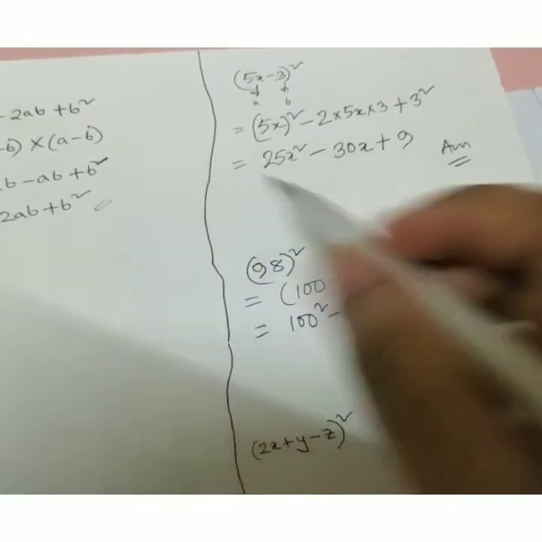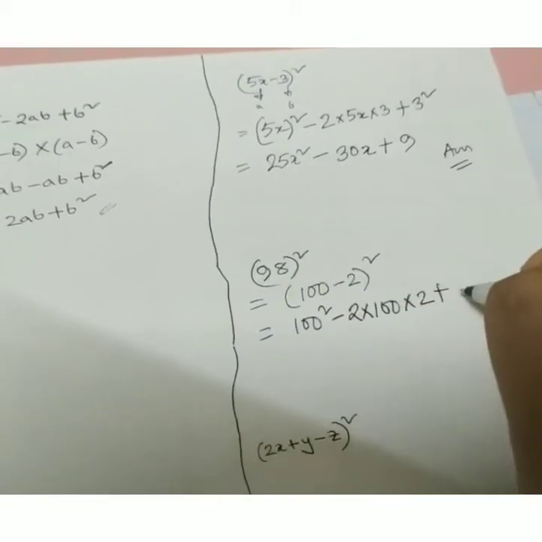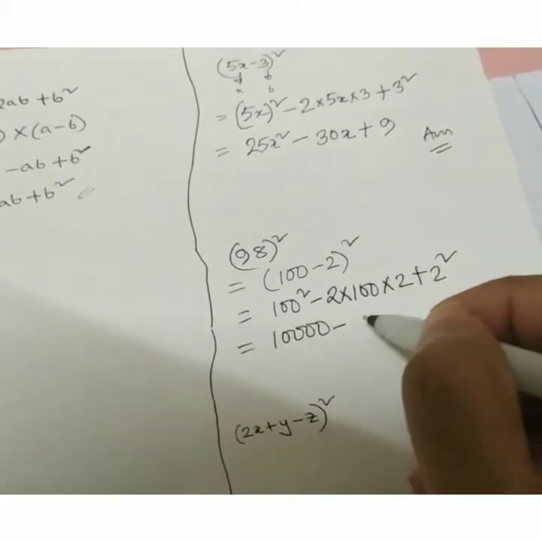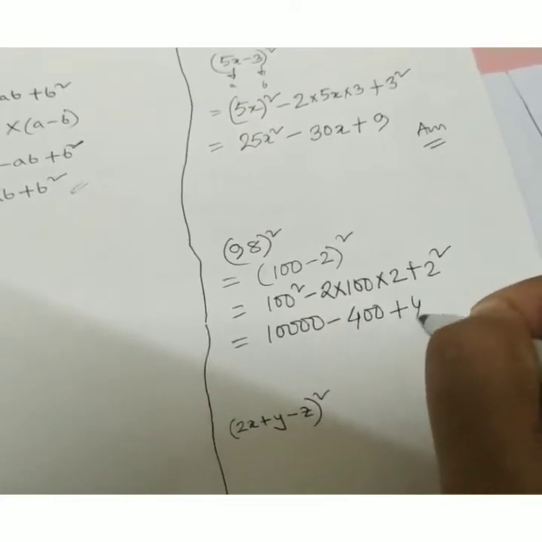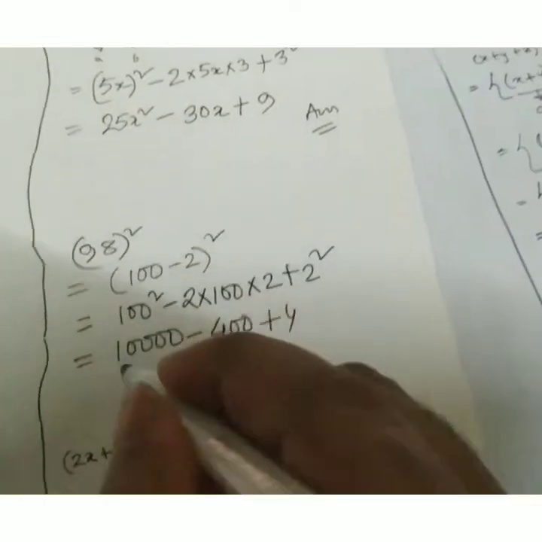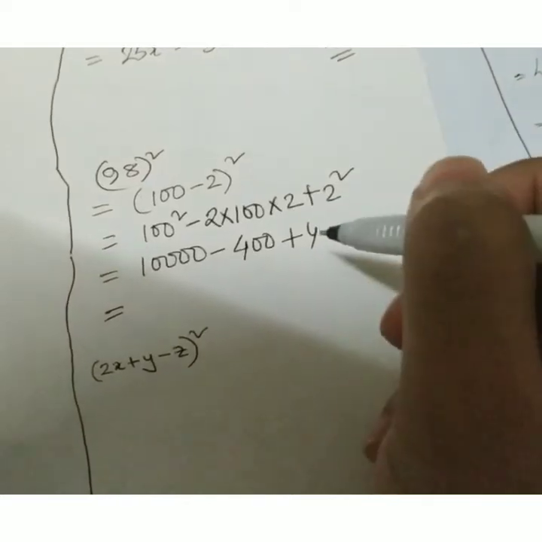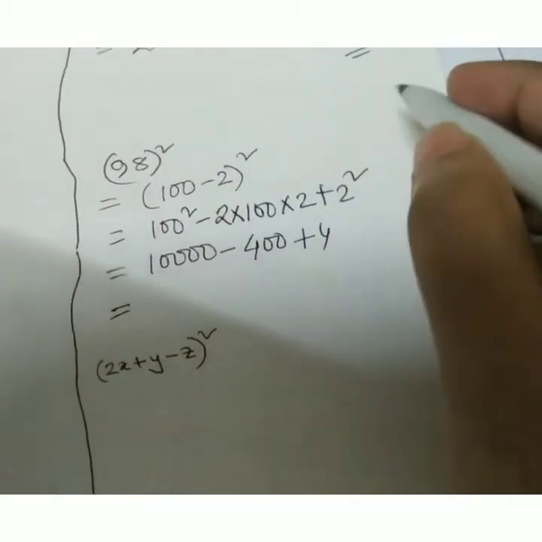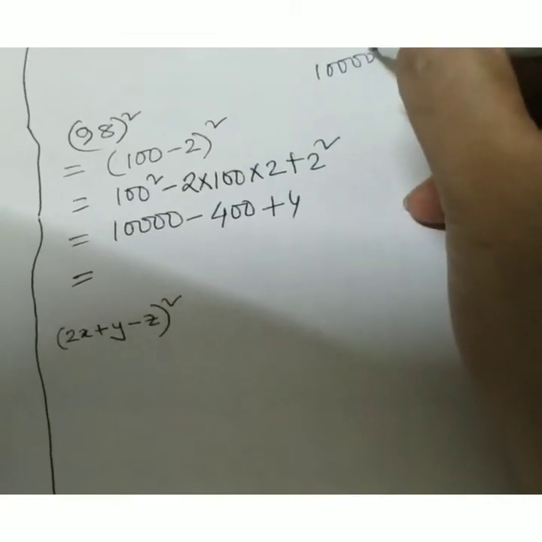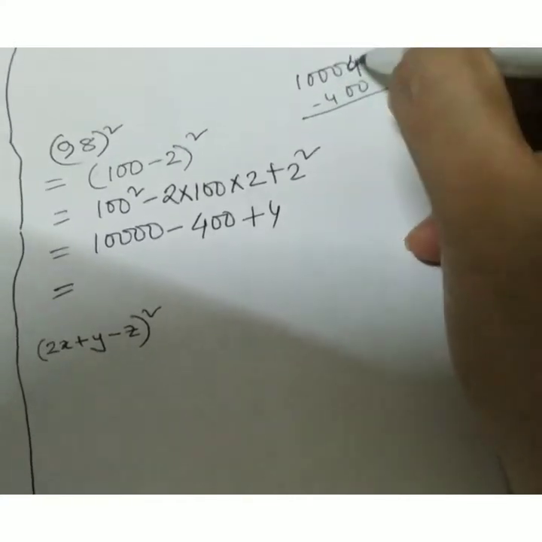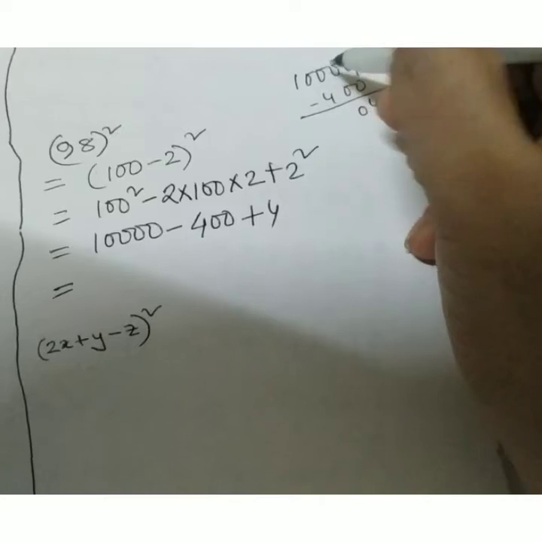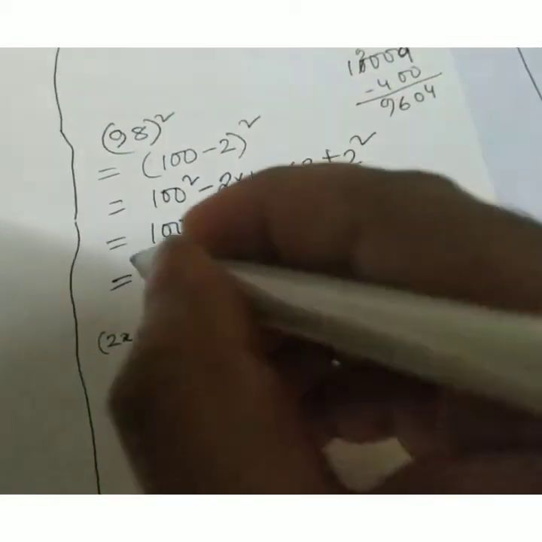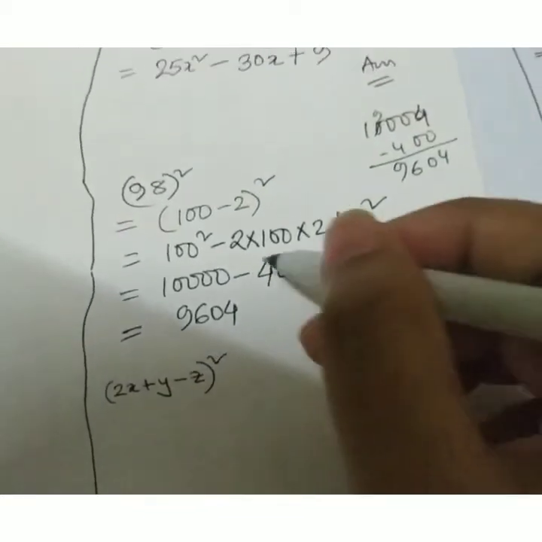Then according to the formula I need to write the plus, and b is 2 over here. So 2 square. So 10,000 minus 4, 2 into 2 is 4, 4 into 100 is 400, plus 4. So if we subtract this, 10,000 plus 4 is 10,004, and 10,004 minus 400: 4 minus 0 is 4, 0 minus 0 is 0, then 10 minus 4 is 6, this becomes 9, so it should be 9,604. So this is my answer, right?